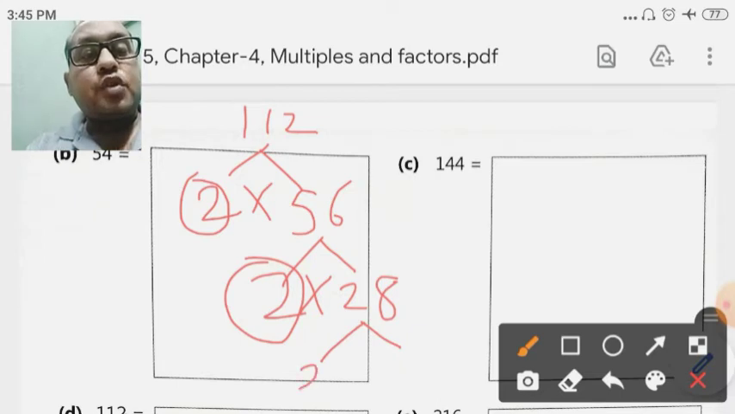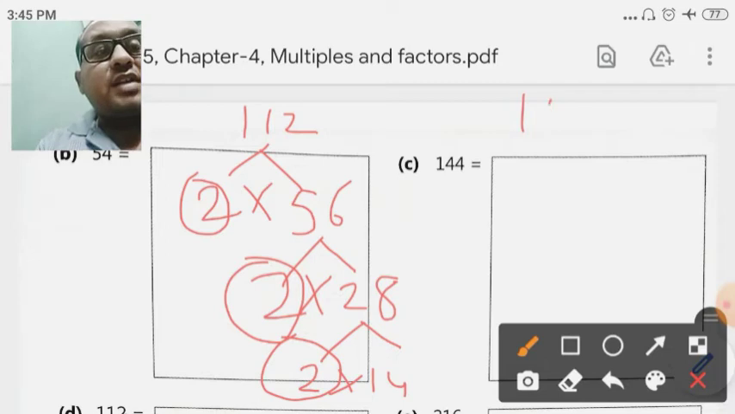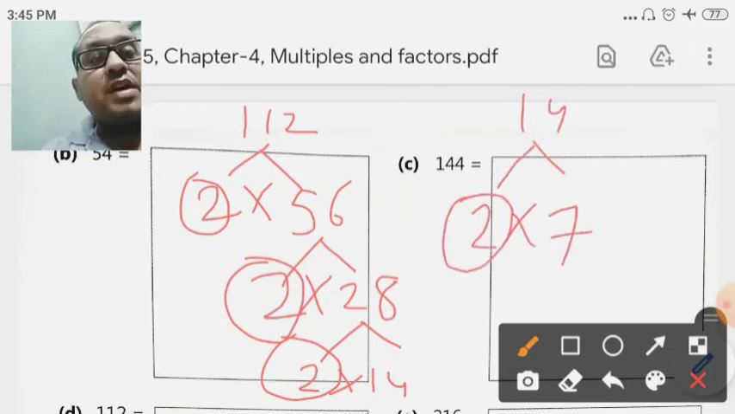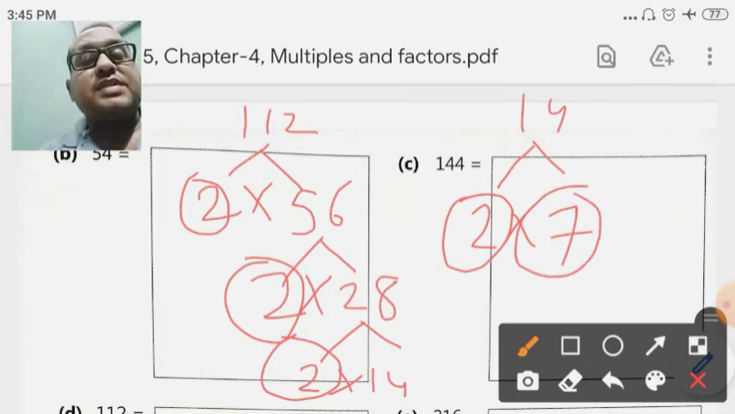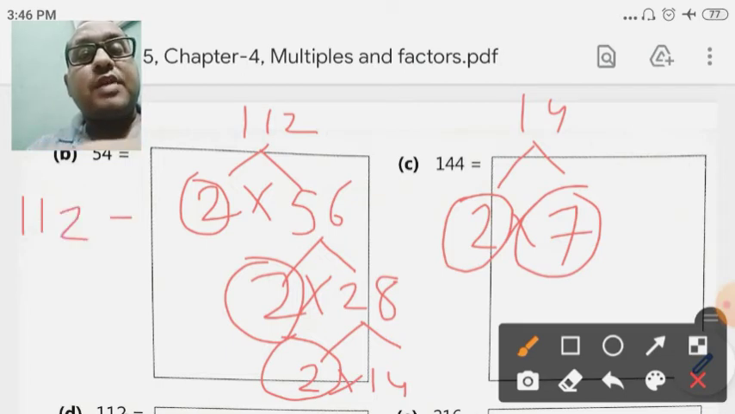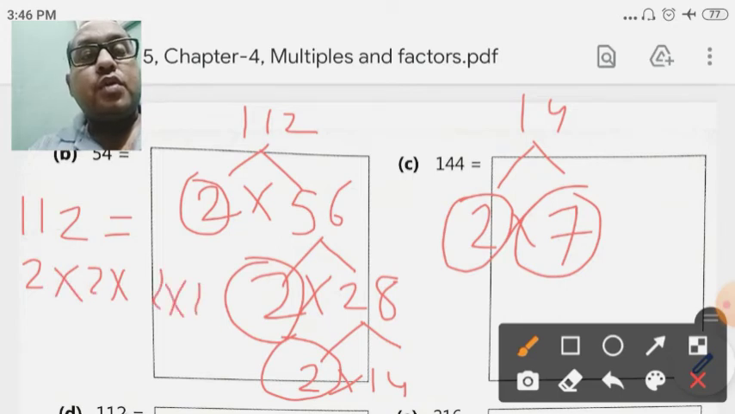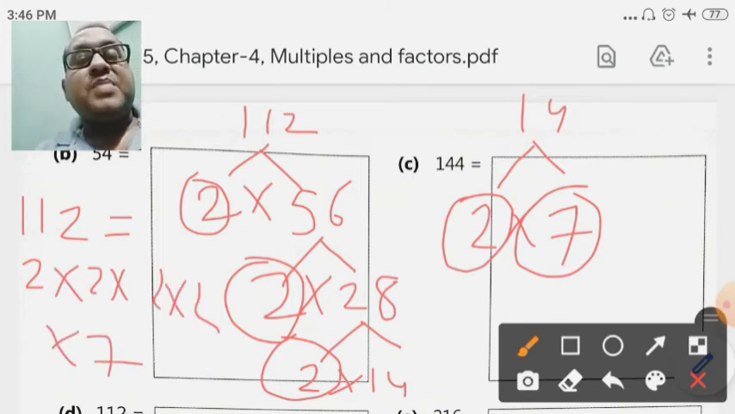Expand the 28. So 2 into 14. Again leave the 2. Again expand the 14. 14 is what? 2 into 7, which is equal to 14. So 2 is a prime number and 7 is also a prime number. So we get all the prime numbers. This is the last step of the factor tree method. So what are the prime factors of 112? 112 is 2 into 2 into 2 into 2 into 7. So these are the prime factors of 112.